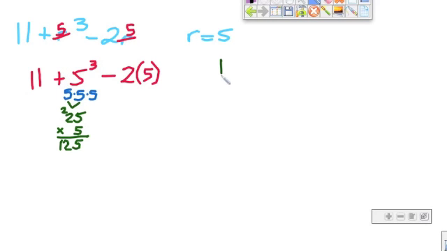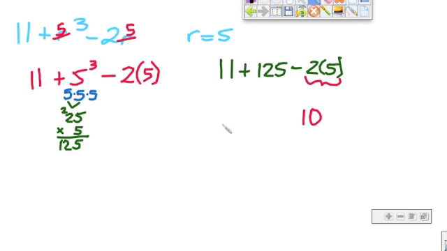So I'm going to rewrite this over here just so it's nice and neat. 11 plus 125 minus 2 times 5. Okay, remembering our PEMDAS, we didn't have any parentheses. We got rid of the exponent, M. M stands for multiplication. Do I have anything being multiplied? Yes, I do. These two right here are being multiplied. So 2 times 5 gives me 10. All right, let's bring down the rest exactly how it's written.